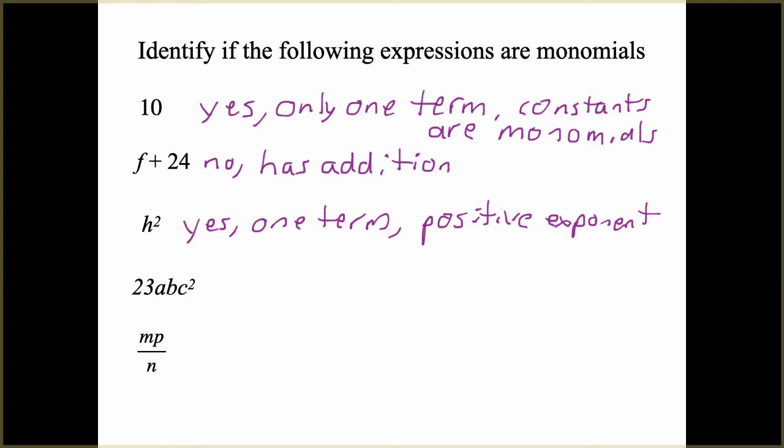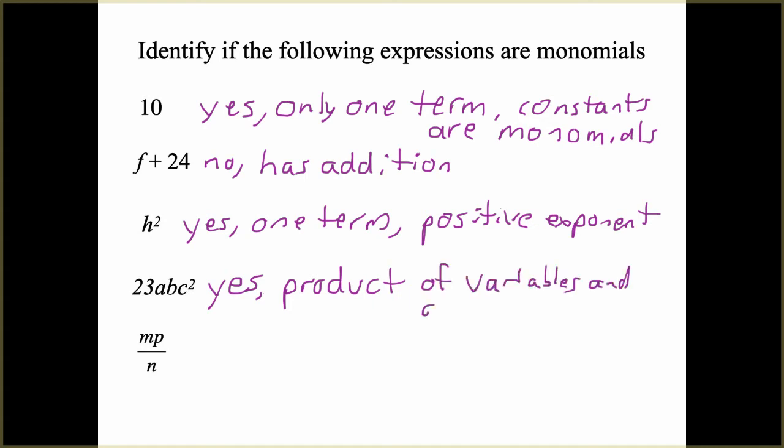The next one we have is 23abc squared. This is a monomial. This is all a product. We have no addition, we have no subtraction, and we have no negative exponents. So this is just a product of variables and numbers. So this one is a monomial.